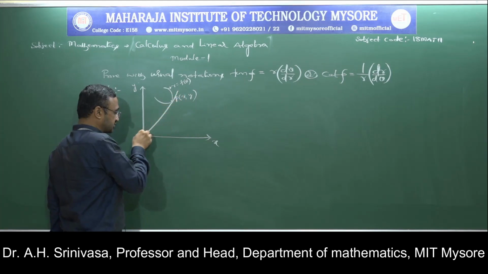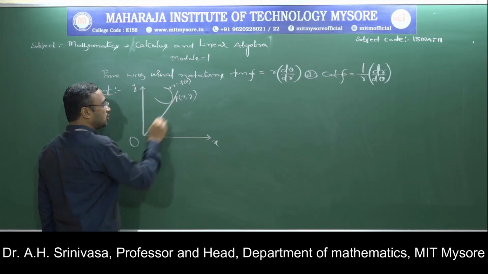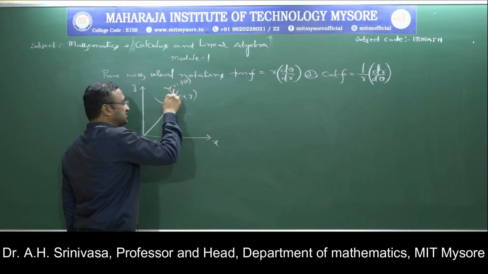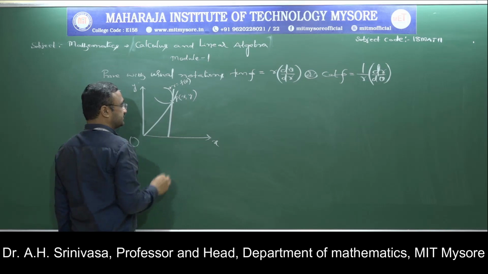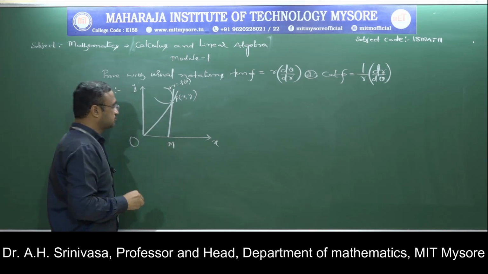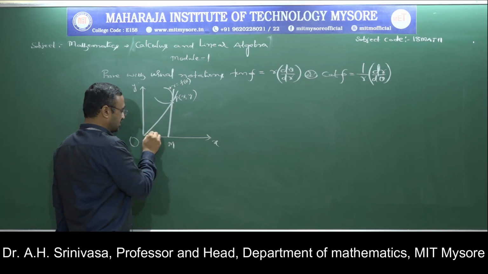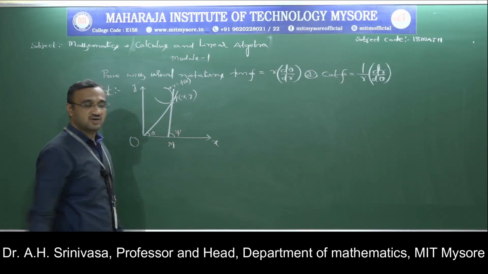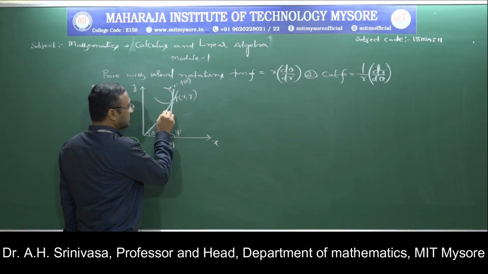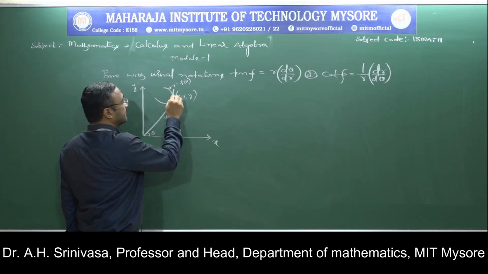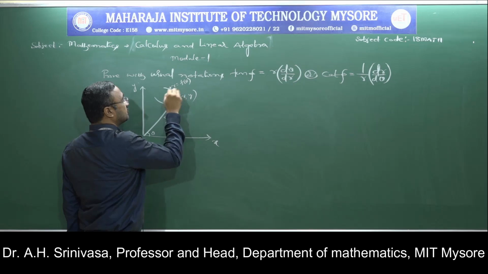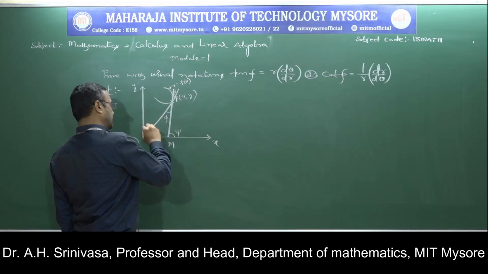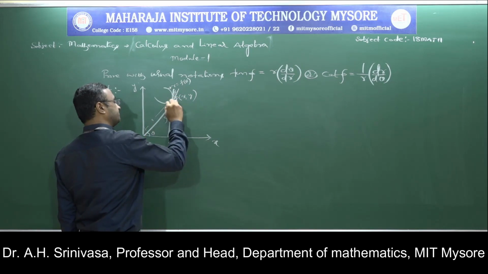And draw a radius vector. This is O, the pole. This is P. And draw a tangent. This is the tangent, we call it M. Here some angle we call theta. Here one more angle will be obtained, that is called psi. Here we call it phi, and here also phi, because of vertically opposite angles. And the distance from O to P we call r.